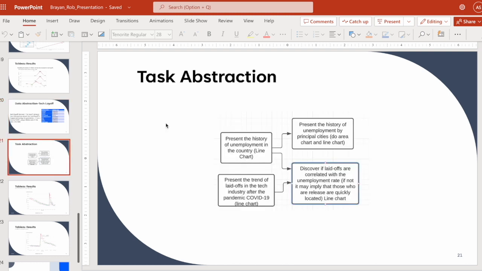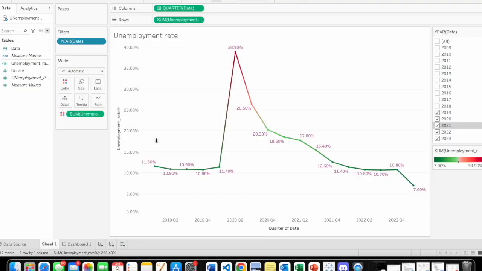And coming to the task abstraction, the analysis I've chosen is based on the unemployment rate over the history, that is, in the past few years, what the unemployment rate was, as well as how it varied during the pandemic, which was from 2019 to 2022, and what the rate of unemployment was during this time. And for my analysis, I've made use of Tableau for obtaining the results.